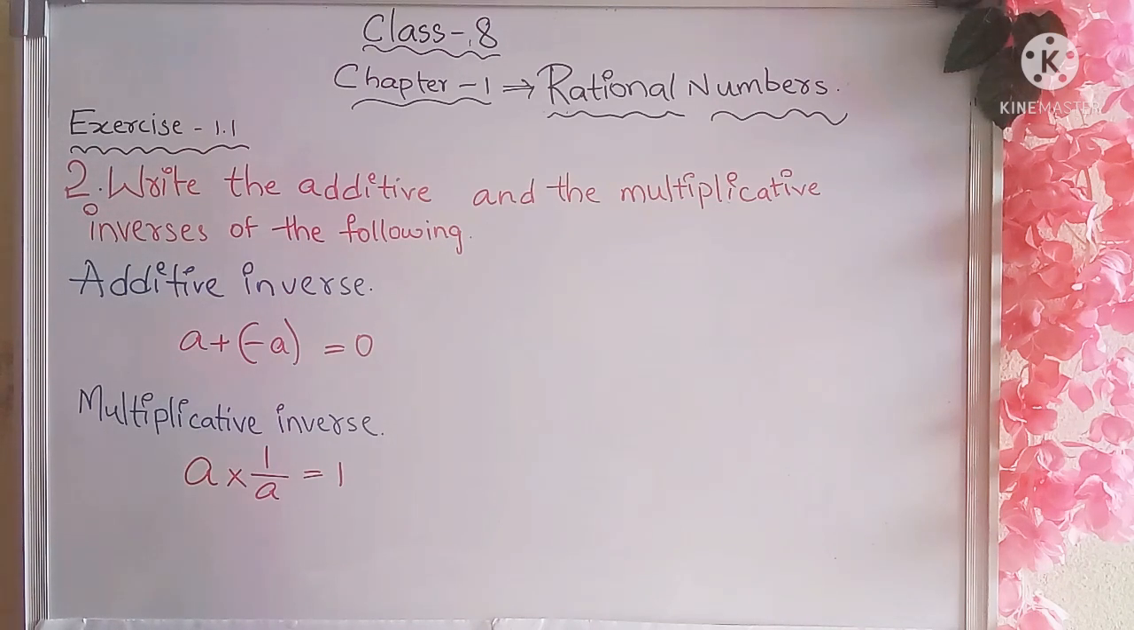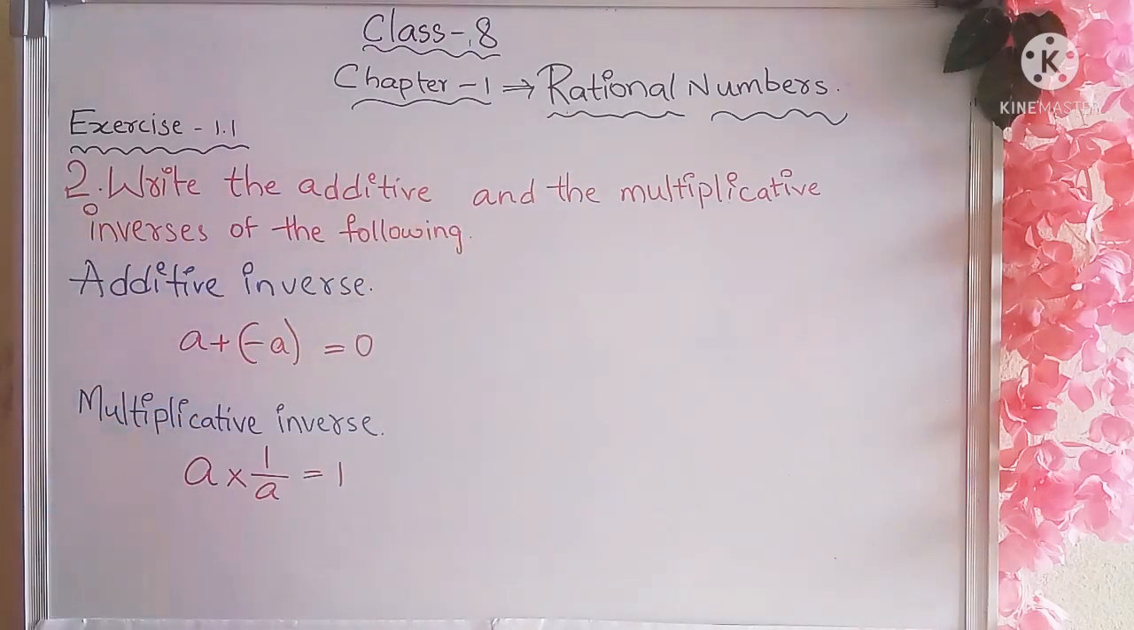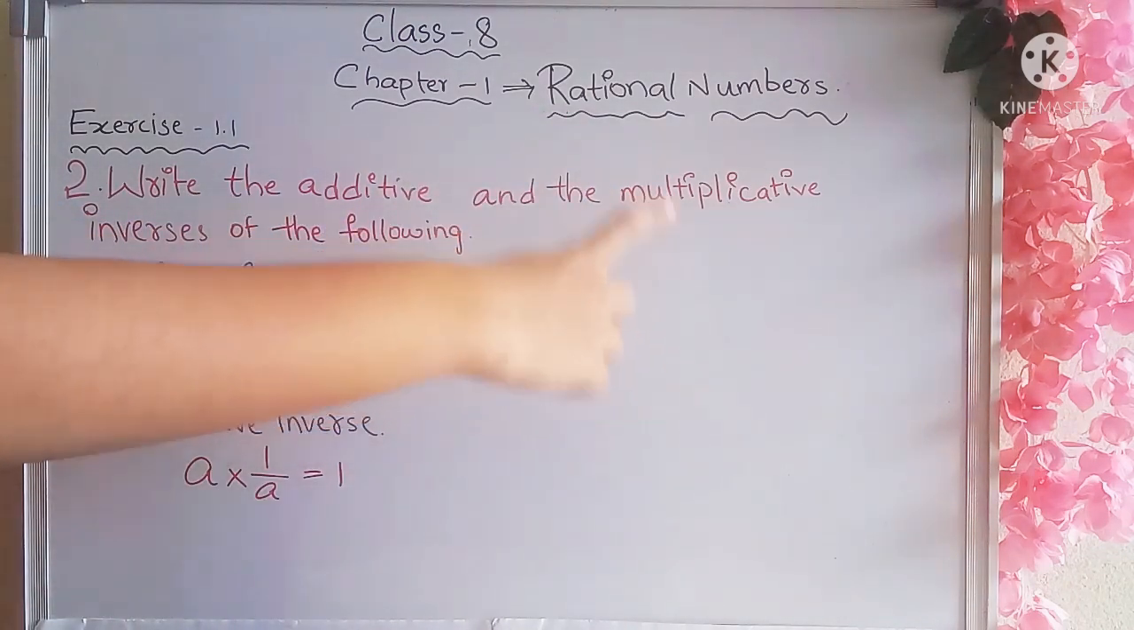Easy learn with buddies. So in a previous class we have learned exercise 1.1 first question. In this class we are going to learn the second question. The second question says: write the additive and the multiplicative inverses of the following. So we have to write the additive and the multiplicative inverses.